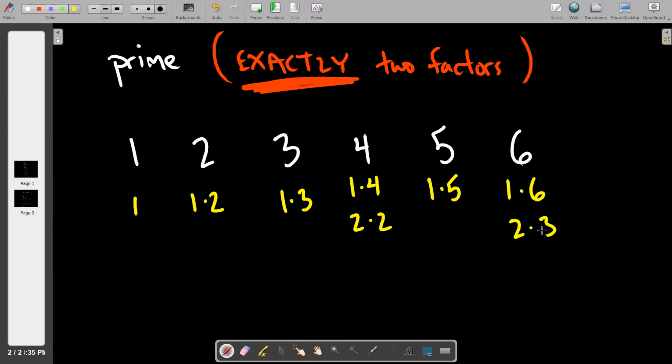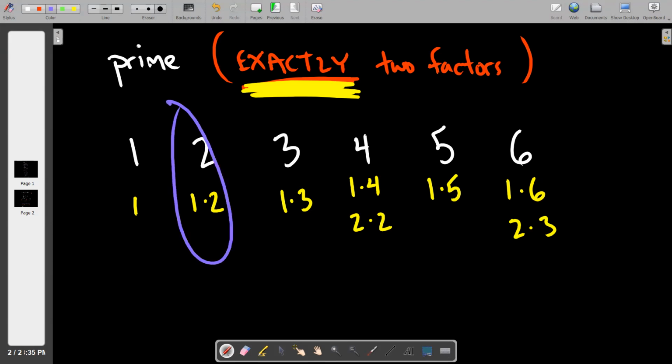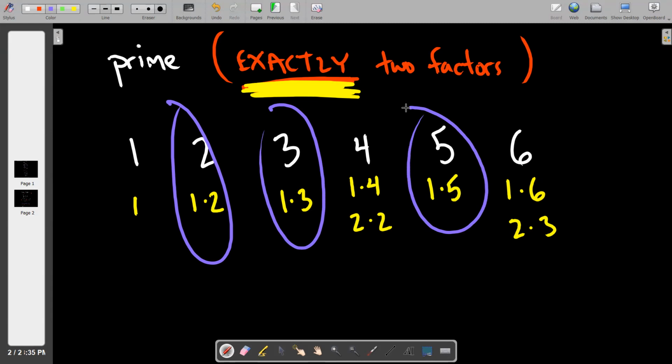So if you go by the textbook definition of what it means to be a prime number, and I'm saying this again to make a point, you have to have exactly 2 factors. How many of the numbers up on the board can you say have exactly 2 factors listed underneath them? That one is a prime. That one is a prime. And that one is a prime.